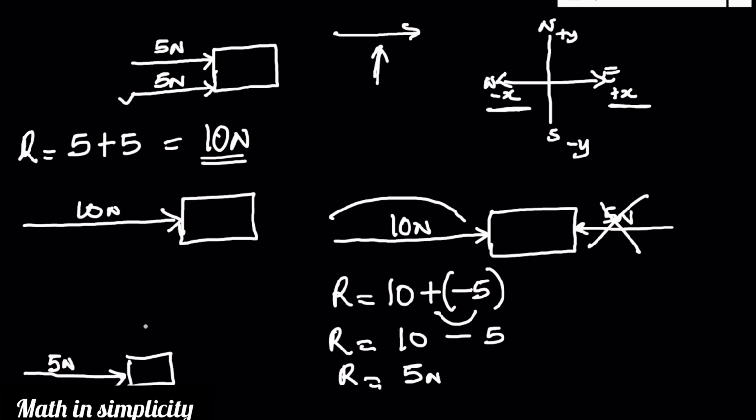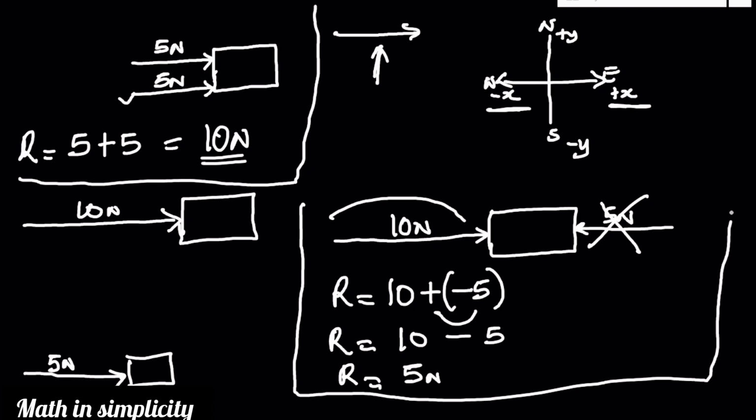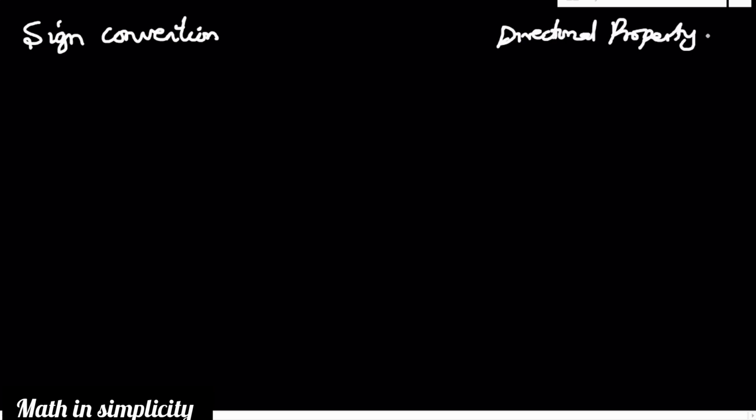So generally, if you want to get the resultant vector, if the vectors are in the same direction, like in this case, where we have 5 Newton and 5 Newton in the same direction, you just simply add. But if the vectors are in opposite directions, like the case we have here, you are going to subtract. There are two ways you can represent the resultant vector. One is by sign convention, that's with respect to the sign of the direction, and one is the directional property.